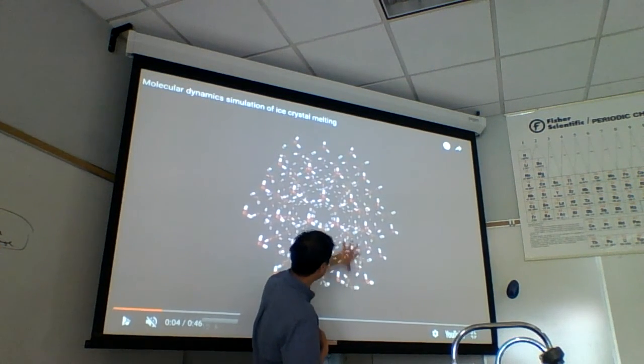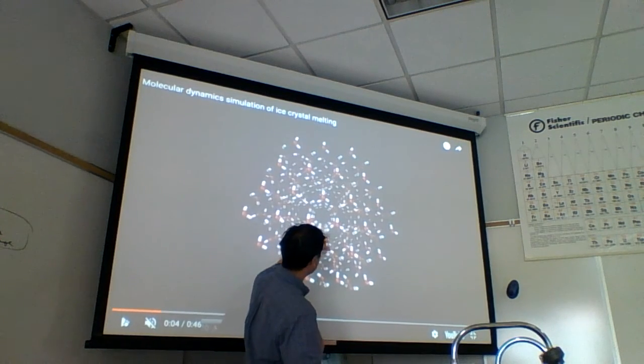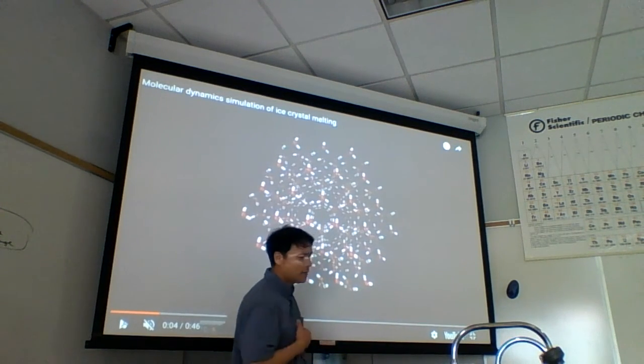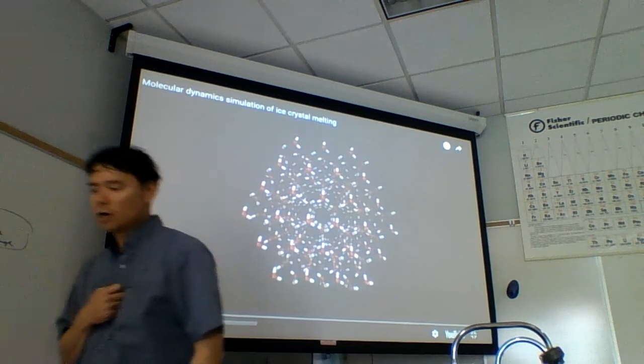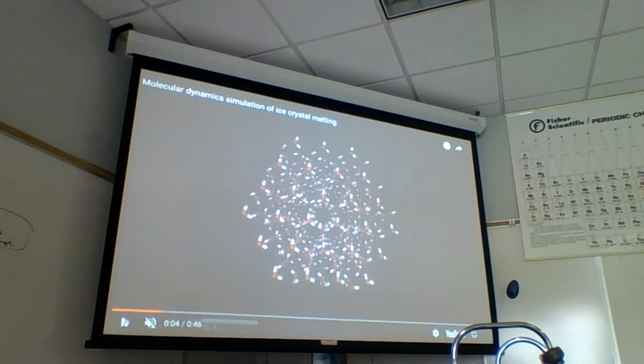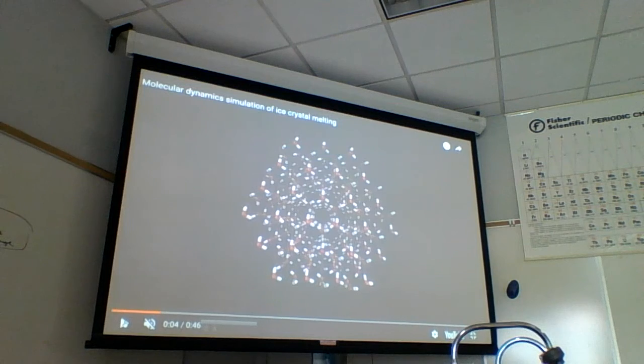And so what happens is it adopts a very open structure. There's a lot of empty space here. And so ice is not as dense as water. Water is more dense because all those interactions have not been maximized. You'll see it here.